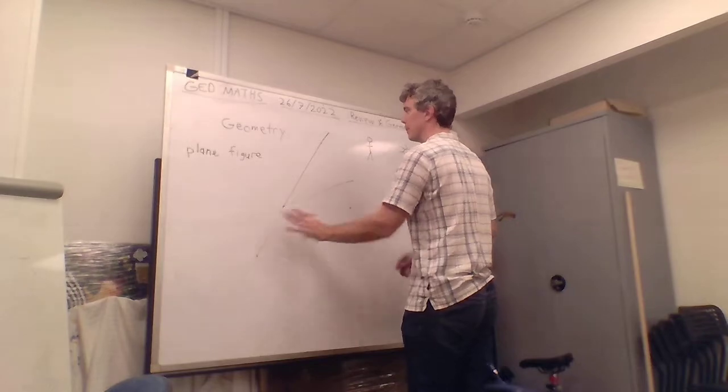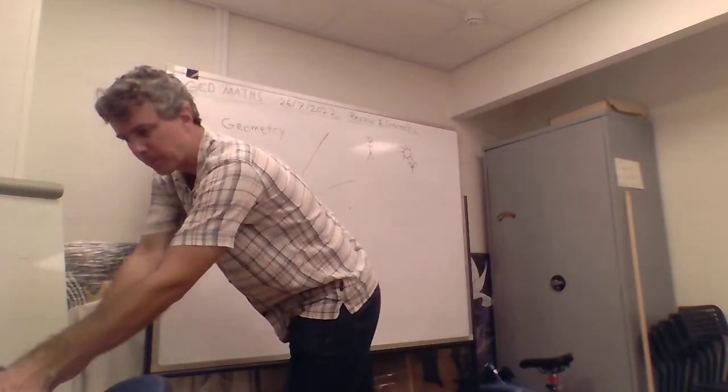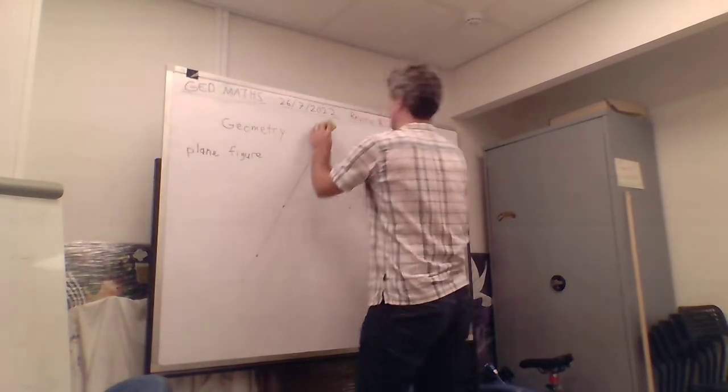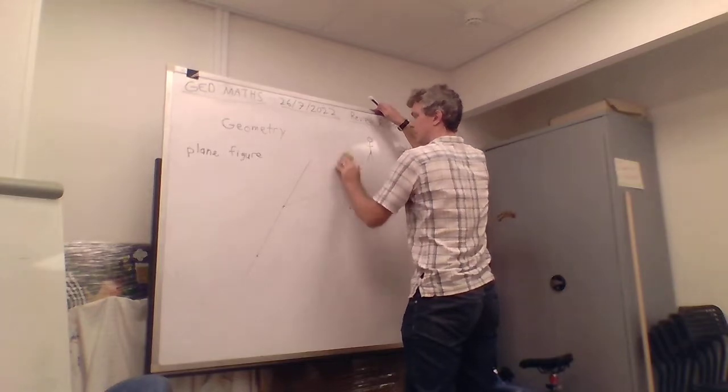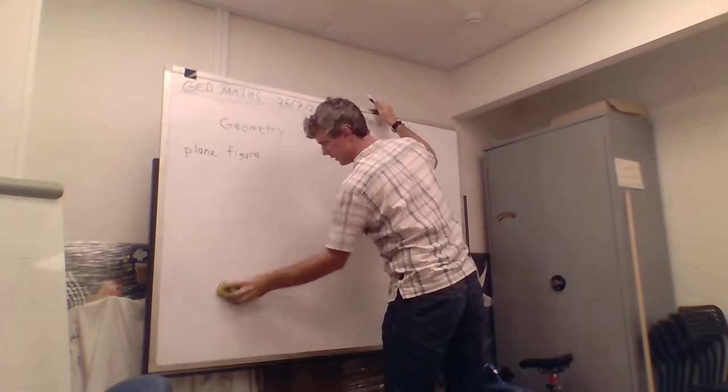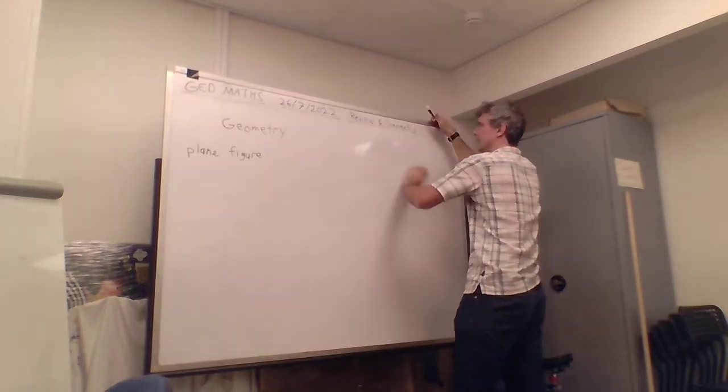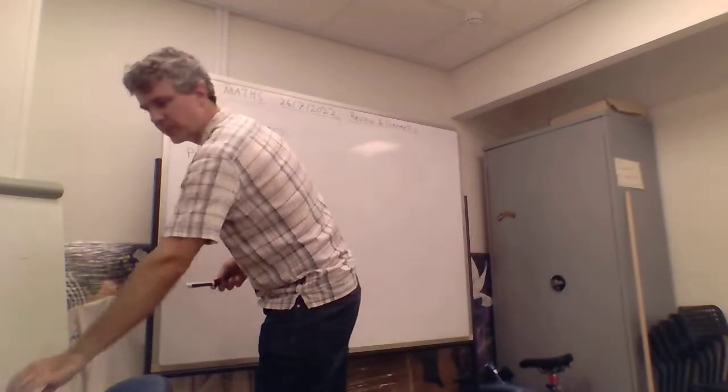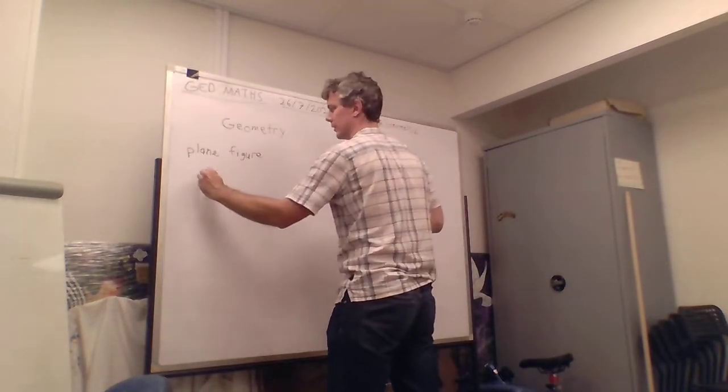Okay, so that's what a plane is. We can describe a plane. And there's some various shapes in the plane. Let me erase that. And our little figures. So we have some shapes. The first one is a rectangle.